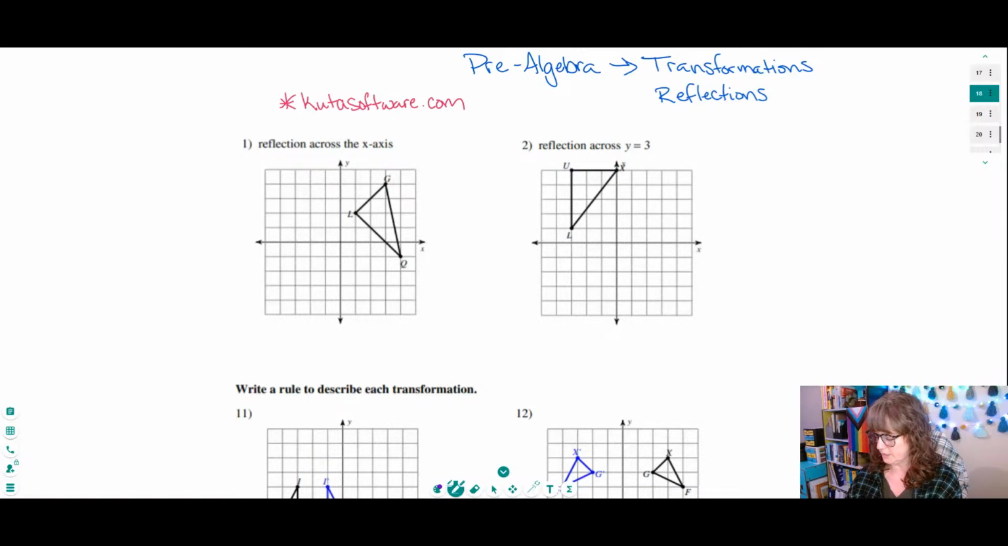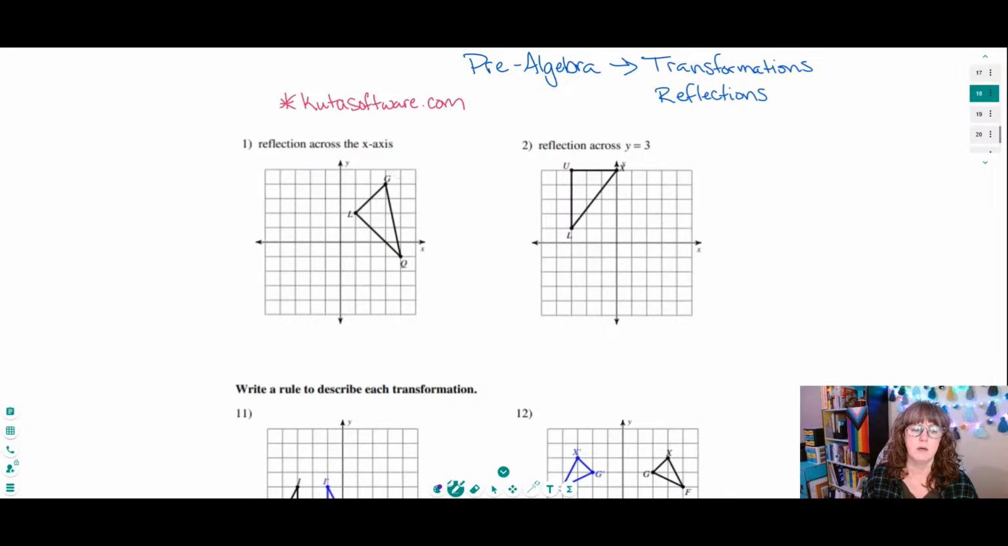Now a reflection. Think of turning a page in a book or seeing your reflection in a mirror. So these are all going to be rigid transformations, meaning that the shapes are going to stay congruent to each other. So the size isn't going to change, but the orientation will change.